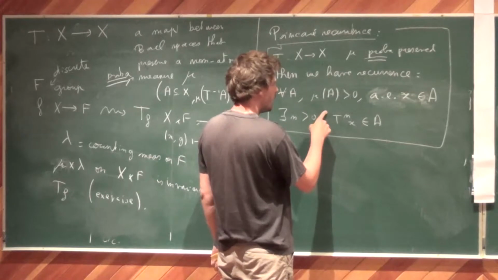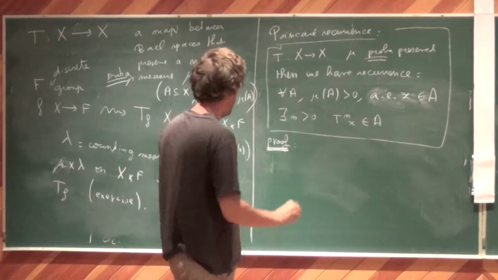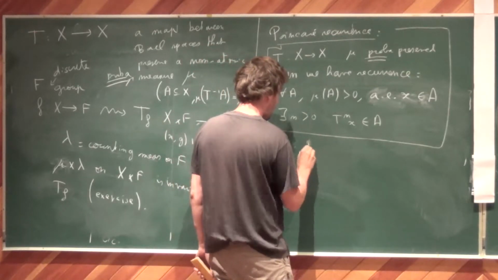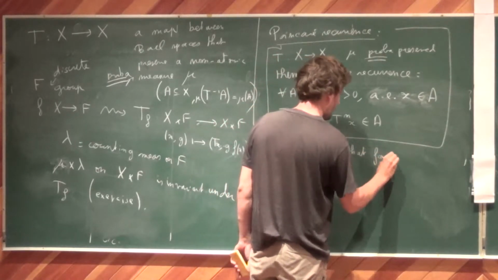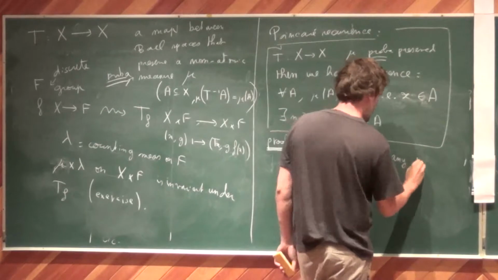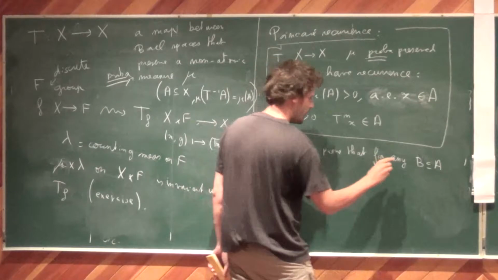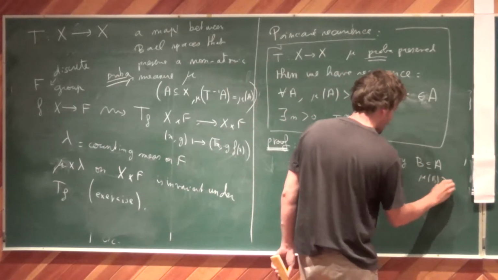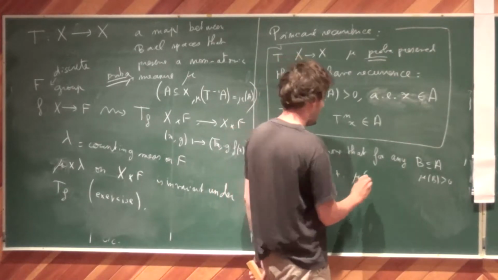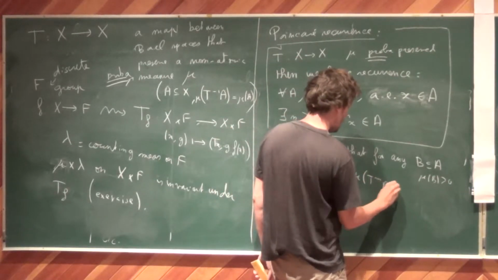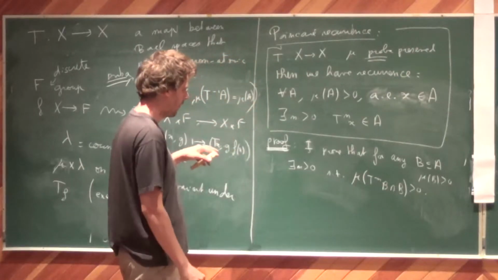So to prove it, it's the same as proving that for any V included in A with positive measure, there exists n positive such that the measure of T^{-n}(V) intersected with B is positive. And this is clearly equivalent to what we wrote here.